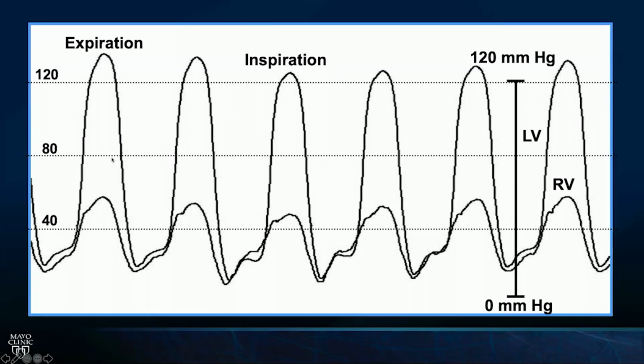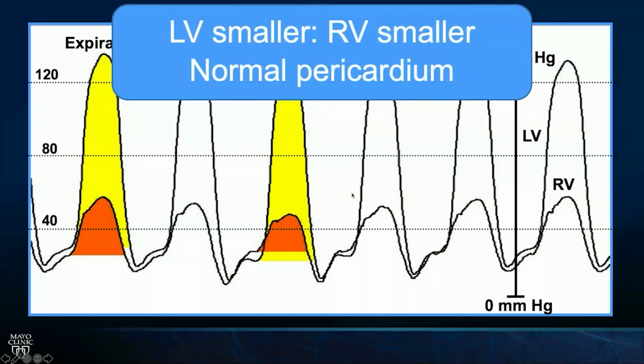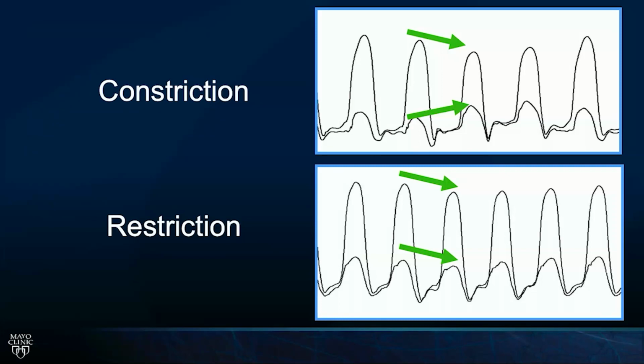LV is going down, RV is going down. That is concordance, not discordance. So again, same pressure traces, just highlighting them on the same slide. If the LV and RV pressures are moving in opposite directions in the cath lab, that's constriction. If they're moving together, that's restriction.